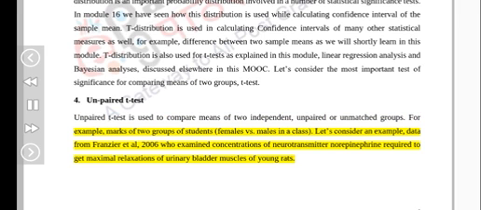Let's consider an example. Data from Frazier et al. 2006 who examined concentrations of neurotransmitter norepinephrine required to get maximal relaxations of urinary bladder muscles of young rats.